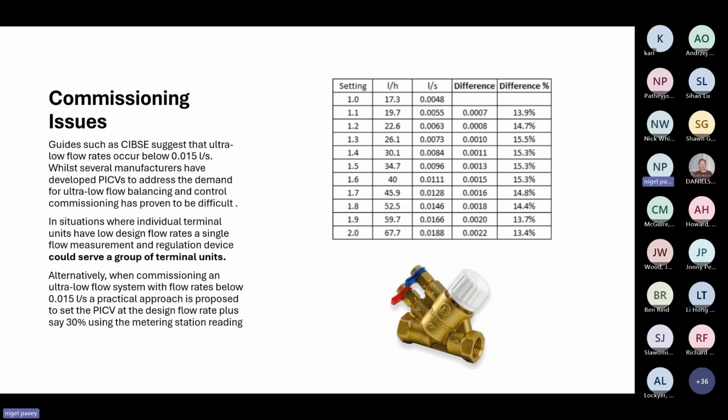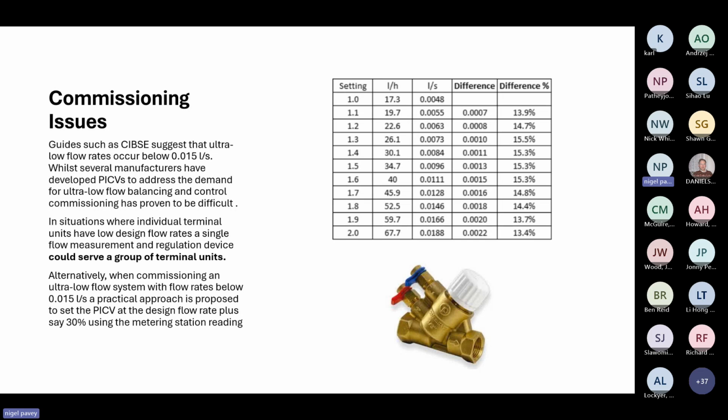But my approach would be that second paragraph: in situations where individual terminals have low design flow rates, a single flow measurement and regulating device could serve a group of terminal units. So instead of having all these terminal units putting heat out at very low flow rates with their own control valves, maybe just put one commissioning valve in.